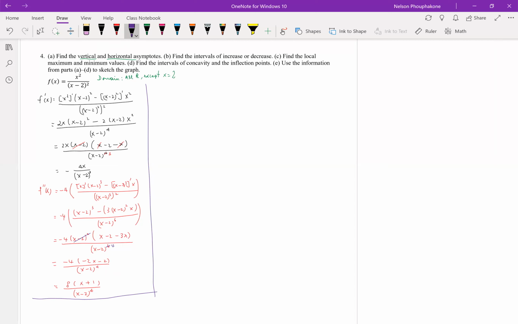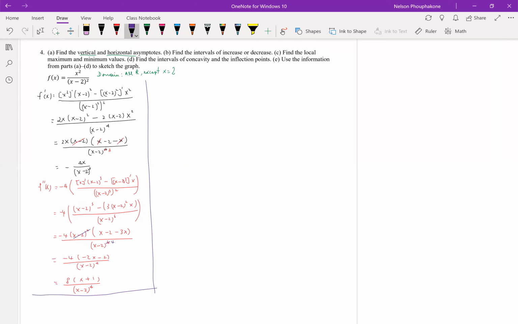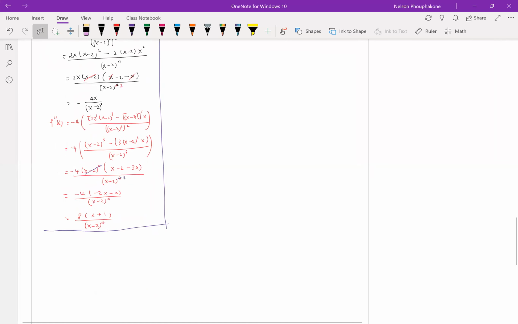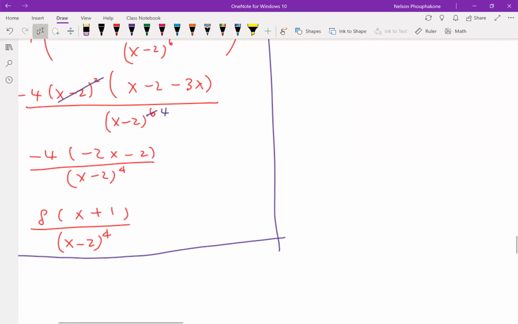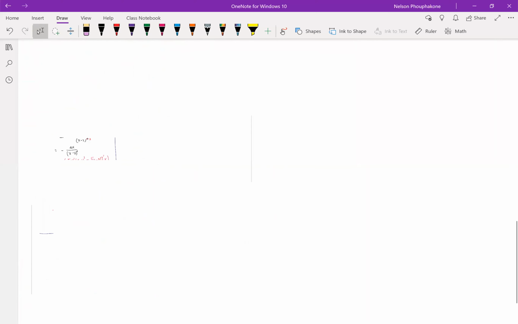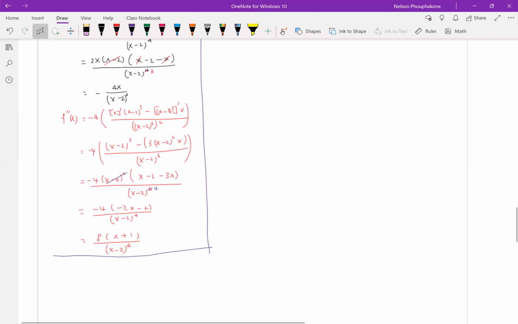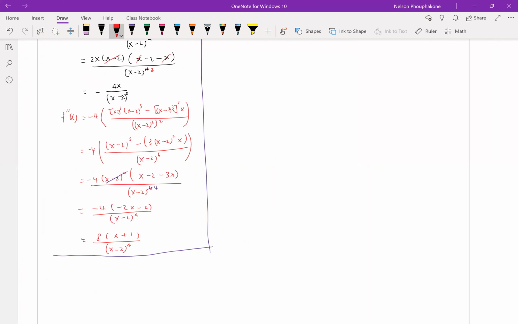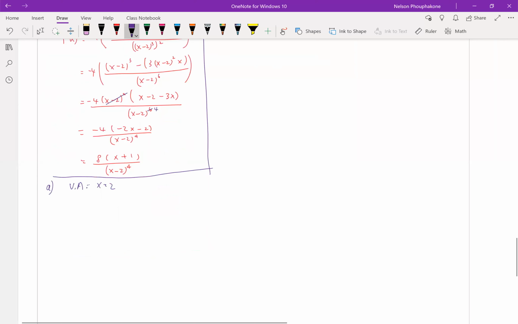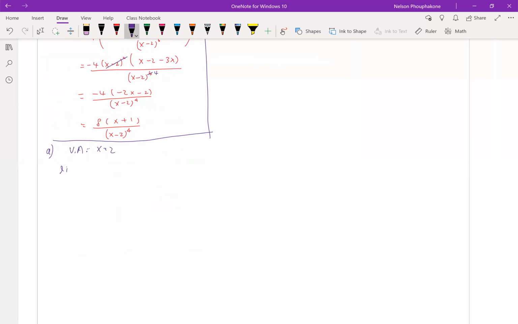Now remember, we would like to find the vertical and horizontal asymptotes. We know that my vertical asymptote is at x equal to 2. So I have my vertical asymptote x is equal to 2. Then now let's try to use the limit to help us see how the function behaves from the left.